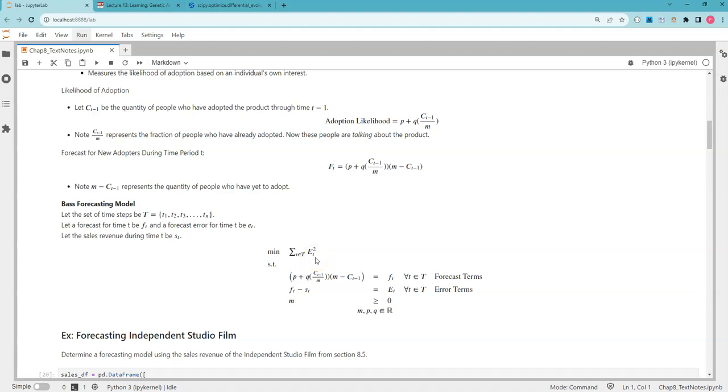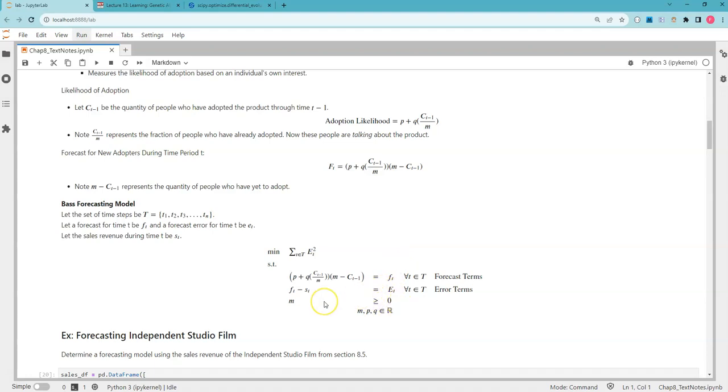there. Obviously, if I square the error, then I don't have to worry about negative error values artificially canceling out positive error values. So that's hopefully all sounding good. This top constraint here is just an implementation of our forecast expression that we previously talked about. And again, we'll be doing that for every time step t.